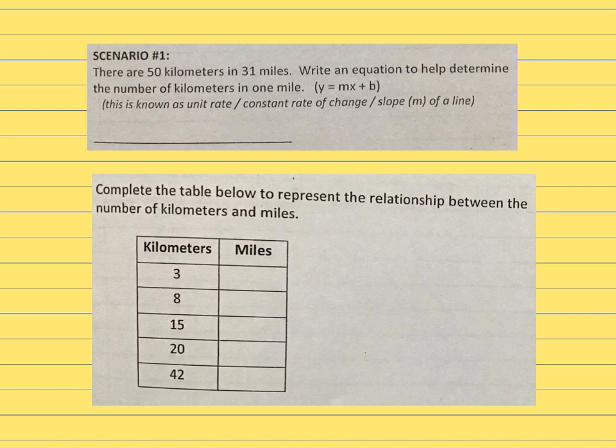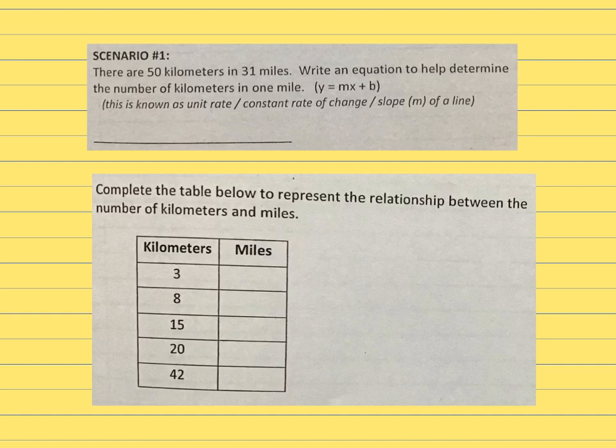So we're going to look at two scenarios. The first one says if there are 50 kilometers in 31 miles, write an equation to help determine the number of kilometers in only 1 mile. So if 50 kilometers are 31 miles and I only want 1 mile, I would divide these to know the value of just 1.